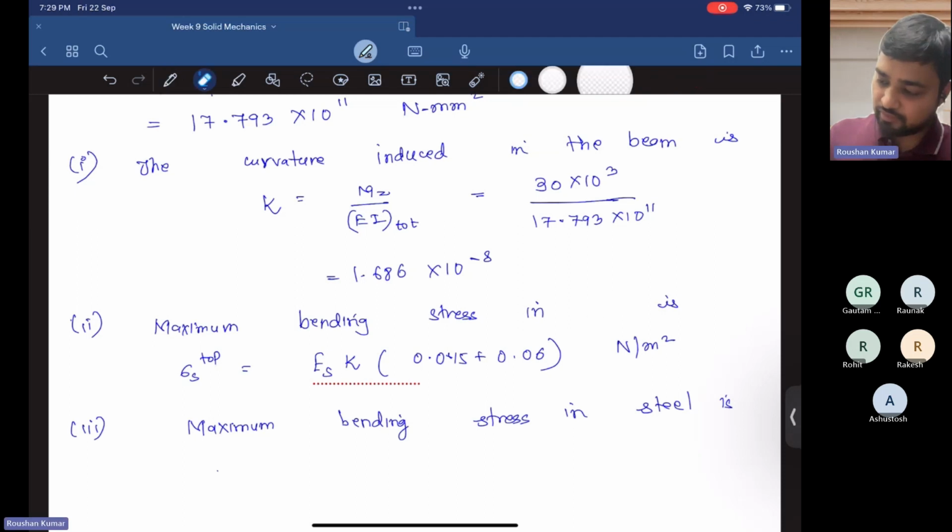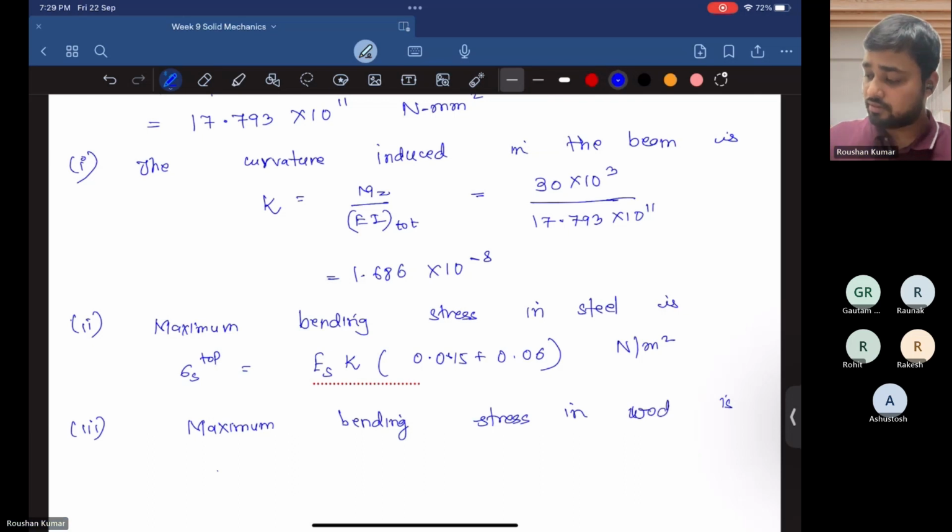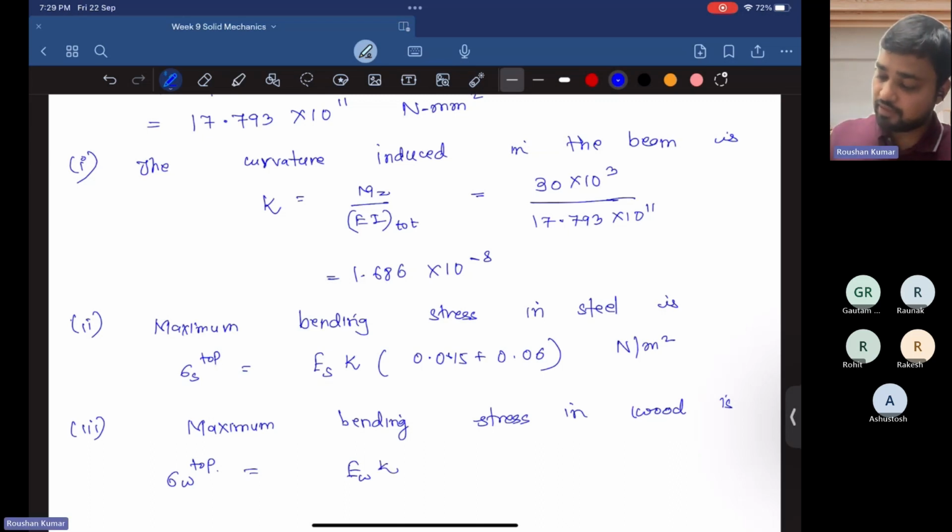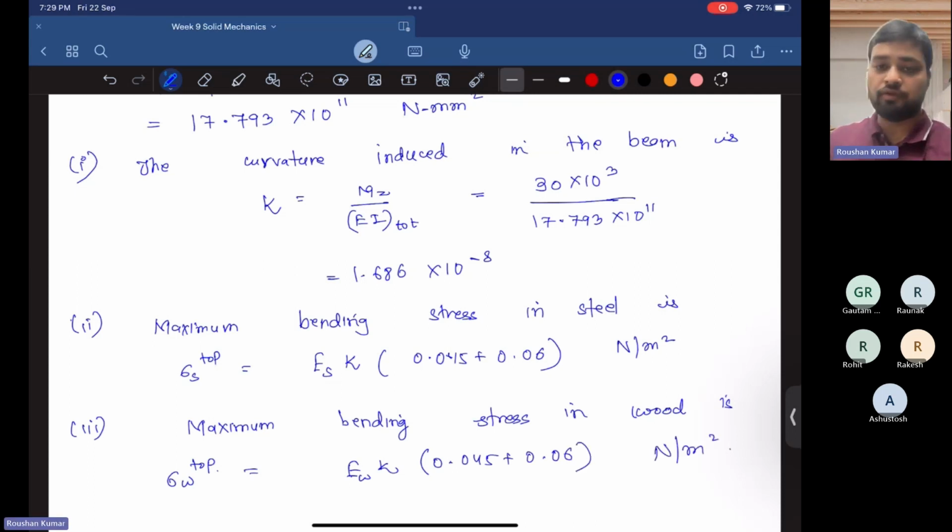So this is the maximum bending stress in steel, and this is the maximum bending stress in wood. It is given by sigma wood at the top, which is nothing but E_W, that is Young's modulus of the wood, times kappa, the curvature, and it is again the same thing, 0.05 plus 0.06 Newton per mm per meter square. Why is it Newton per meter square?